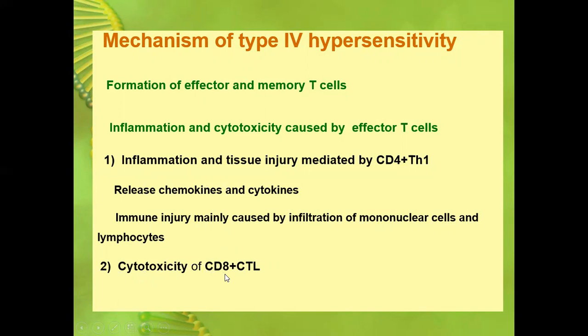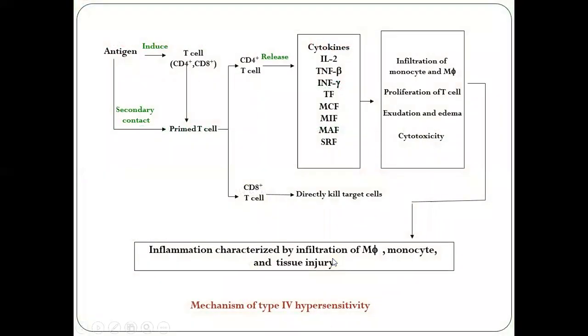So here, as it is T cell mediated, the T helper cells and the T cytotoxic cells are involved. Here the T helper cells will have the marker CD4, and T cytotoxic cells will have the marker CD8. So here the antigen or the allergen induces the T cells of the host, that is CD4 or CD8 cells. On the secondary contact, these primed T cells will release the CD4 T helper cells and T cytotoxic cells.